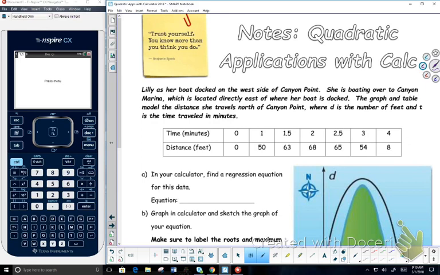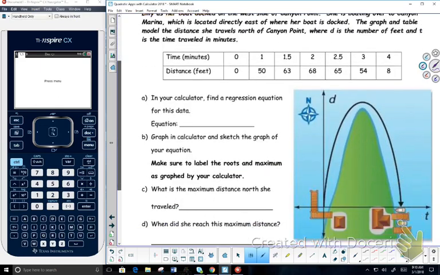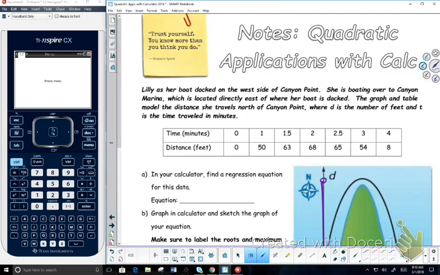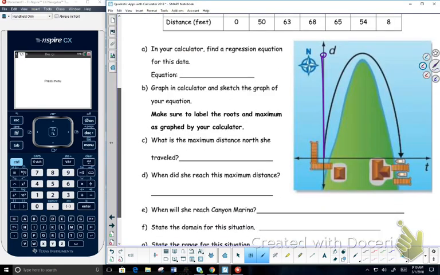So looking at this scenario, Lily has her boat docked on the west side of Canyon Point. She is boating over to Canyon Marina, which is located directly east of where her boat is docked. So she's got her boat docked here, and she needs to go over there. Okay?